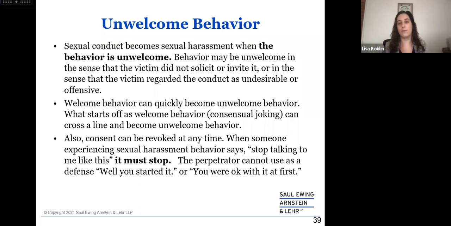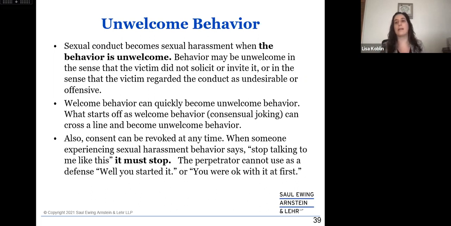And that's really kind of the element that we think of that takes something from maybe consensual conduct to sexual harassment. So when the behavior is unwelcome in the sense that somebody didn't solicit it or invite it, or they consider it undesirable or offensive, that's when we get into the range of harassment. And it of course depends on the situation, the circumstances, what's said, the context, who said it, when, how many times, how it was received. All of that is taken into account, but the takeaway is if the behavior is unwelcome, it shouldn't be happening and it should stop immediately.